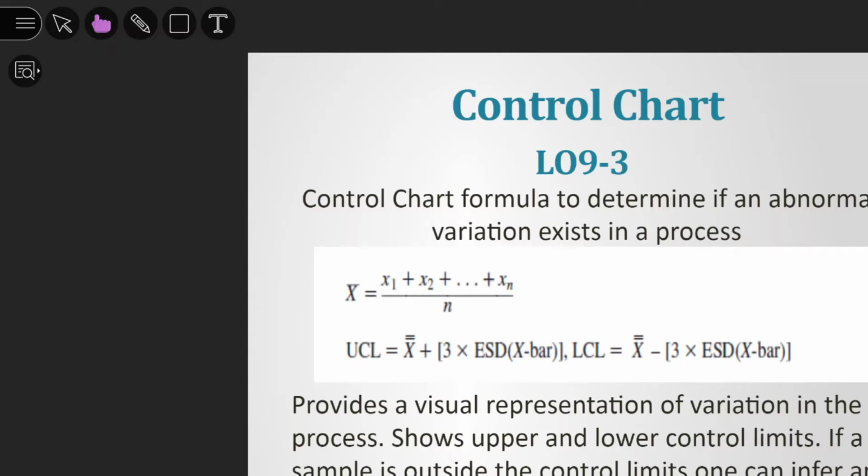And for all 10 days, everything was running perfectly fine. The samples were falling between a lower control limit and upper control limit. But then on the 11th day, all of a sudden, it jumped out above the control limit. And they started investigating what had happened.